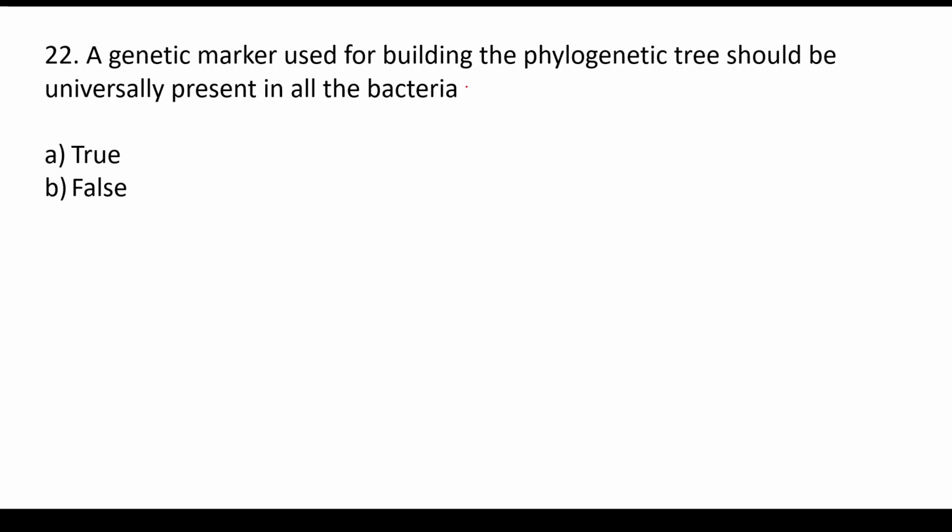The next question is: a genetic marker used for building phylogenetic trees should be universally present in all the bacteria. Is it true or false? This is pretty simple. If you want to make a tree, we need a root, right? So with that, you can solve this question.